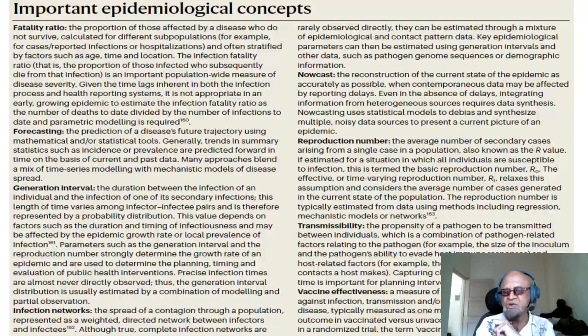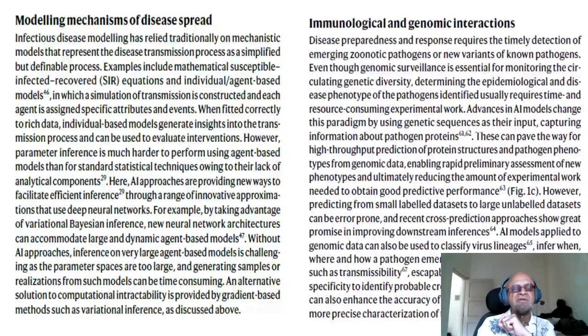Vaccine effectiveness is a measure of how well vaccination protects against infection, transmission, and/or symptomatic and severe disease, typically measured as 1 minus the relative risk of the outcome in vaccinated versus unvaccinated persons. When measured in a randomized trial, the term vaccine efficacy is often used. Tricky, but these are important formal terms we need to carry. Modeling mechanisms of disease spread. I'm again going to take very small pieces of text from the long paper, just based on my own judgment of what are the most salient points.